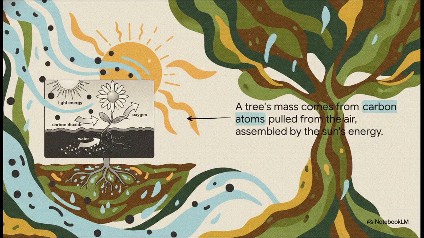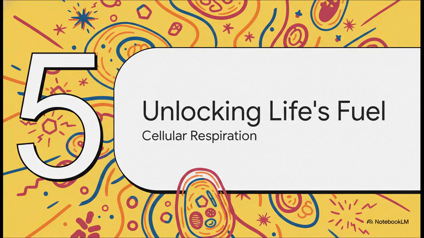So, let's circle all the way back to our first question. Where does the mass of a giant tree actually come from? The answer is, it comes from the air. I mean, think about that. The tree is literally pulling carbon atoms out of the invisible carbon dioxide gas that's all around us, and it's using the sun's energy to lock those atoms together and build its body. A tree is basically made of air. Solidified air.